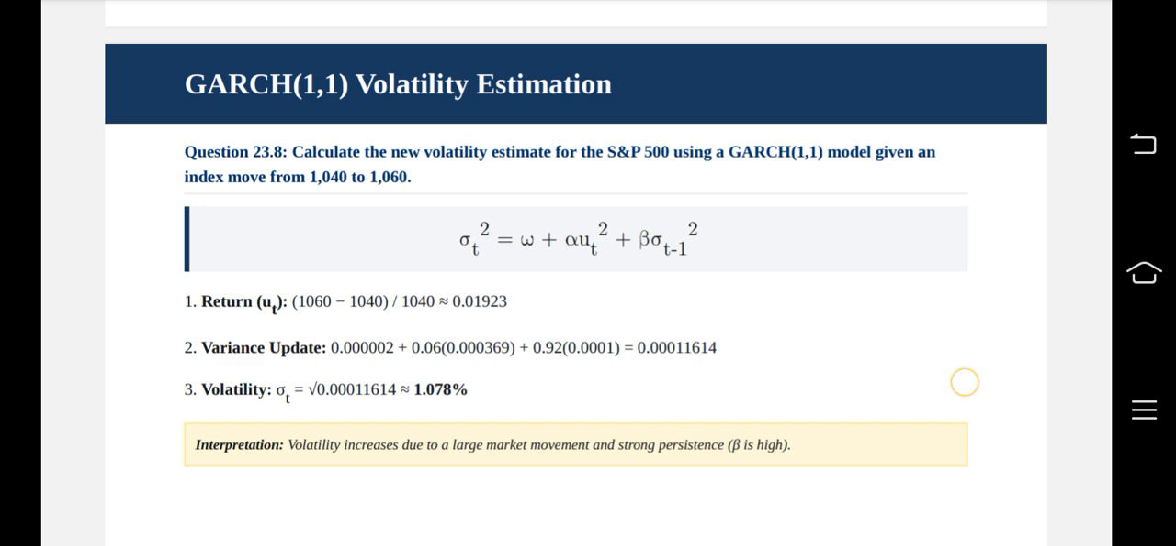0.01923. The variance update formula yields 0.00011614, and the updated volatility estimate is 1.078%.